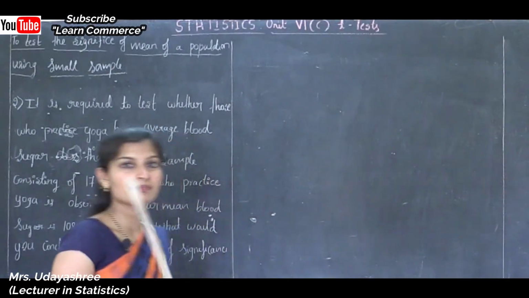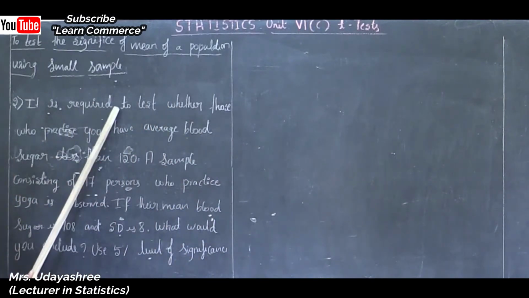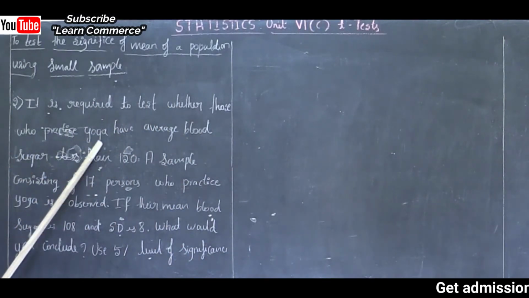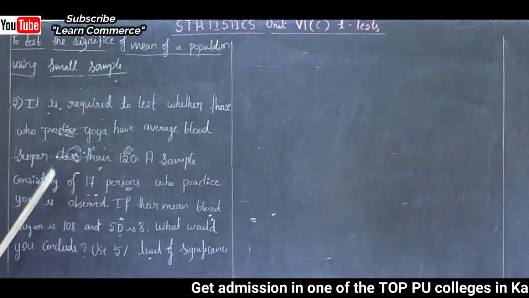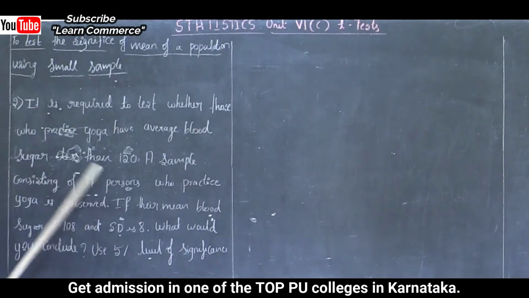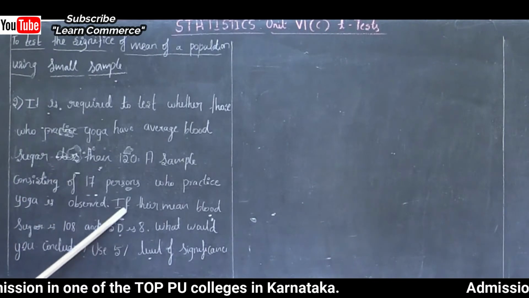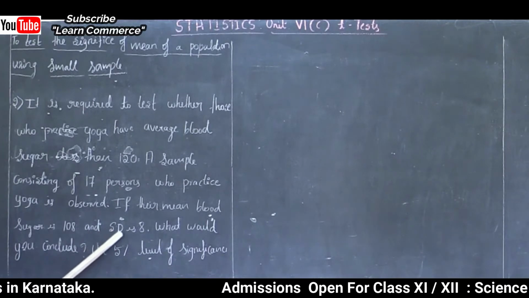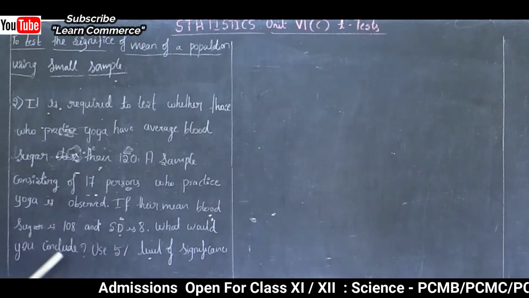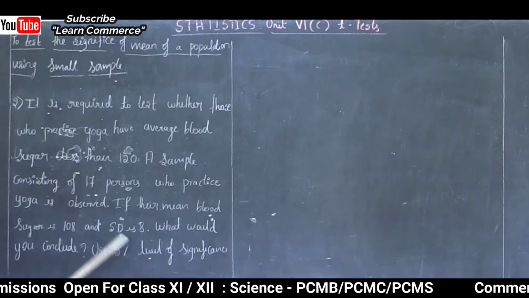Next, problem number 2. It is required to test whether those who practice yoga have average blood sugar less than 120. A sample consisting of 17 persons who practice yoga is observed. If their mean blood sugar is 108 and standard deviation is 8, what would you conclude? Use 5% level of significance.